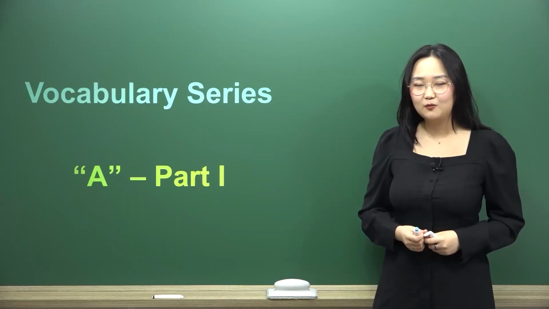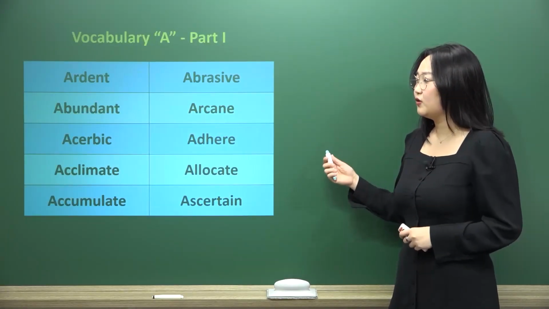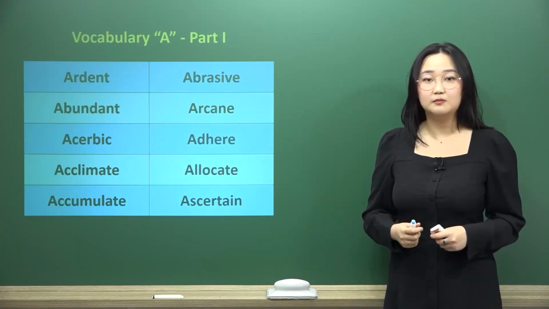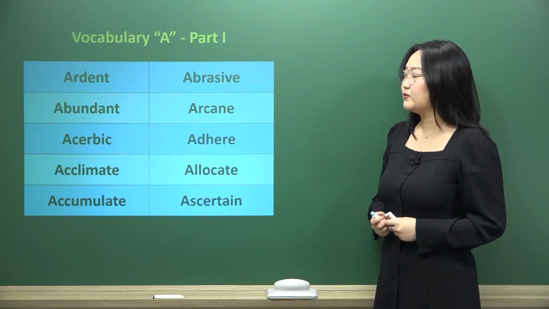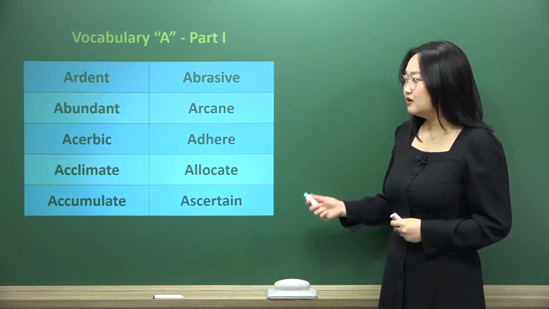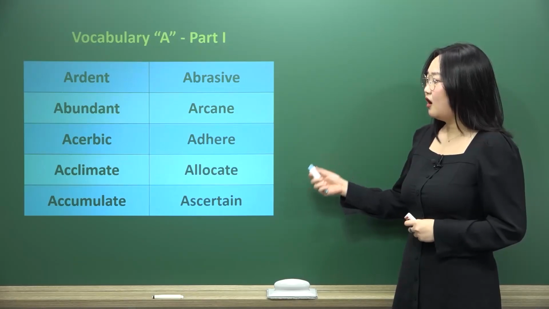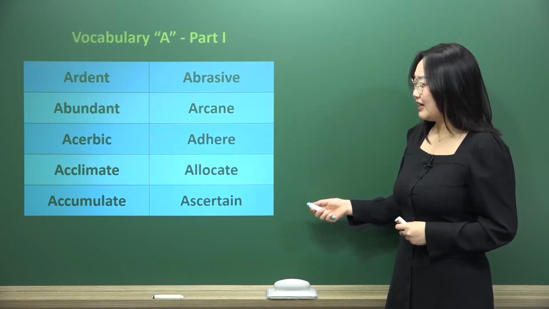What are our 10 words that we're going to be discussing today? And I want you guys to follow along with me as I read these out loud because it's important to be able to read them, but also to be able to pronounce them. So starting off with the first one: ardent, abundant, acerbic, acclimate, accumulate, abrasive, arcane, adhere, allocate, ascertain.